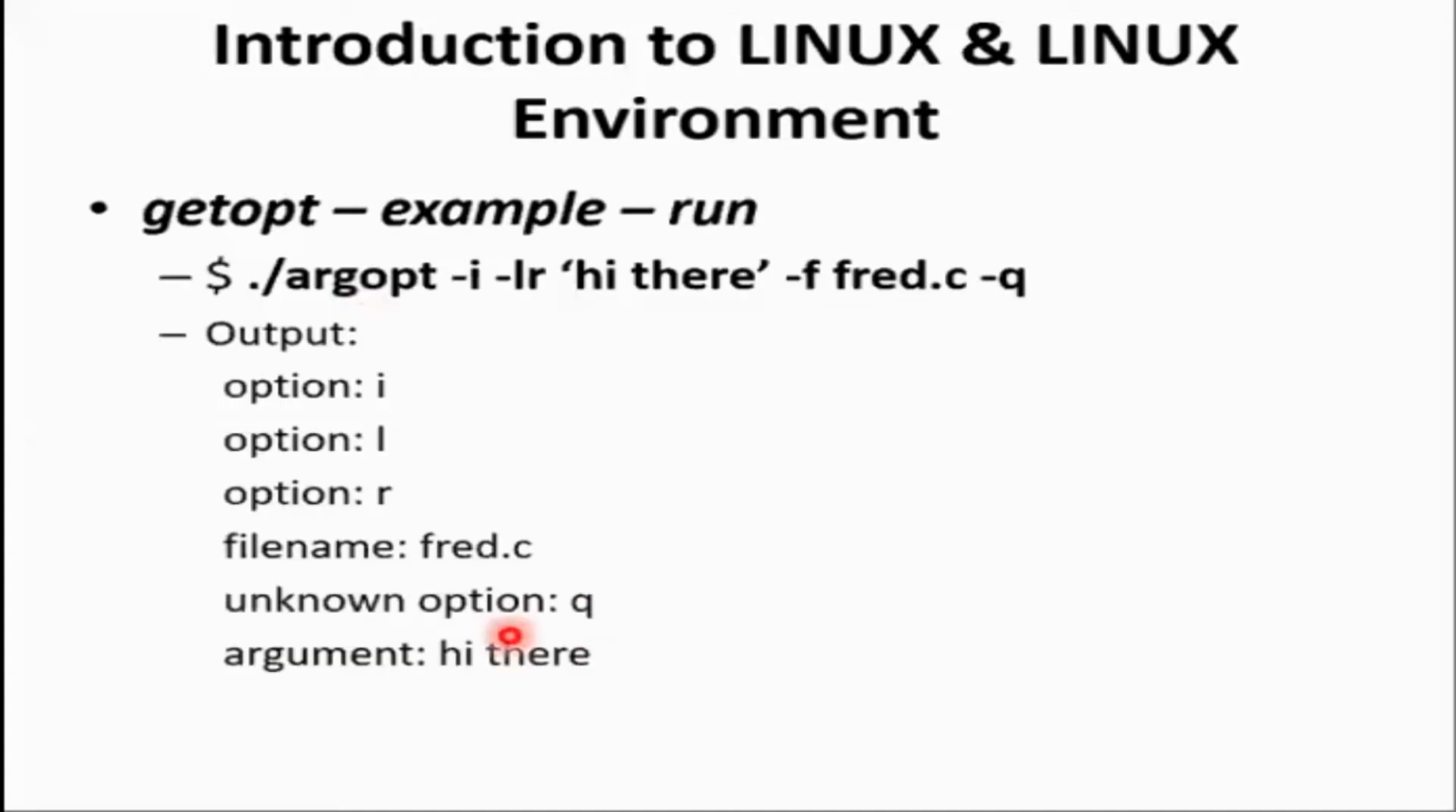Then after that, it prints file name colon fred.c, and hyphen q means it is an unknown option. That means q is not available as an option here. And the argument here we have is hi there. That is the argument that we have. Now, if you observe, the option argument contains fred.c. Fred.c is the OPT argument value that is available for the -f option.